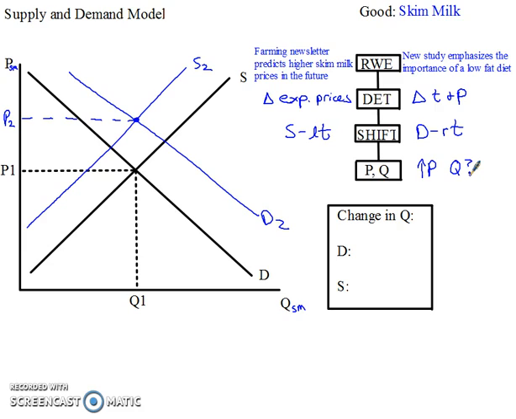So what do we say happened on the demand side? Well, the demand curve shifted to the right, so we say that's an increase in demand, and the supply curve shifted to the left, so we're going to say that's a decrease in supply. We had an increase in demand, decrease in supply. So just to summarize, if farmers think prices are going to be high in the future, they're going to sell less skim milk today. Supply goes left. Consumers want that healthier diet, so they want to drink more skim milk. Demand goes right. That causes an increase in price. Quantity indeterminate, increase in demand, decrease in supply.